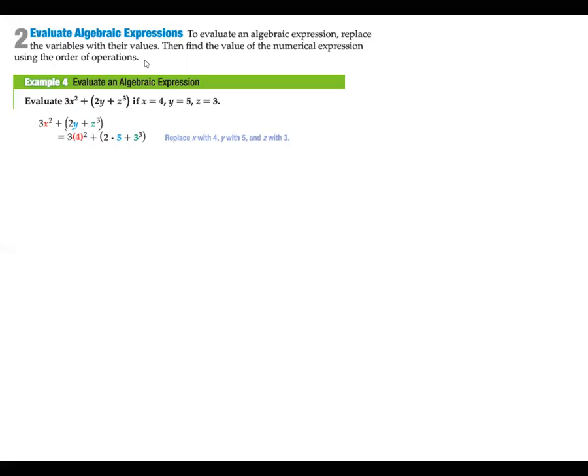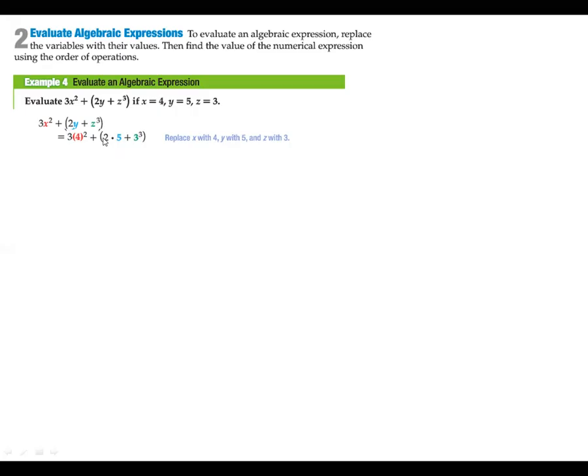The 2y, when you replace the y with the 5, you don't want to write that as 25. You want to write it as 2 times 5 because 2y is understood to mean 2 times y. So when you plug in 5 for y, you need to write it as 2 times 5. Otherwise, it looks like 25, and it's totally confusing. Okay? Now, once we plug everything in, you just follow order of operations.